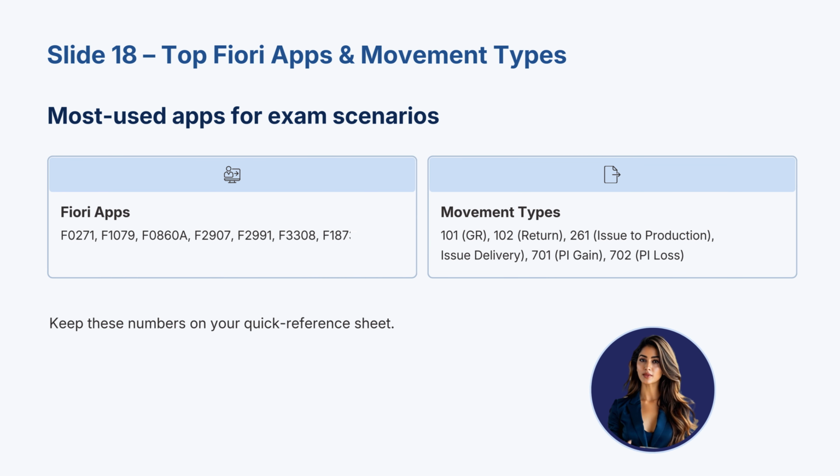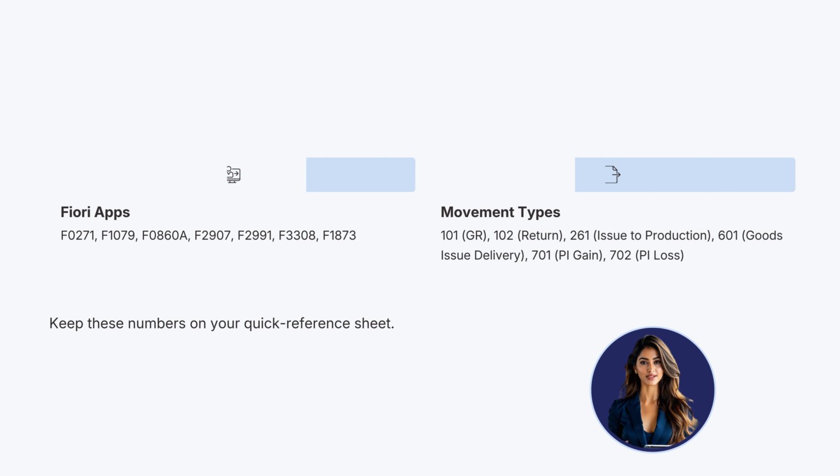Top Fiori apps and movement types. Core Fiori apps for supply chain include F0271, F179, F0860A, F2091, F2907, and F3308. Know their navigation and use cases. Memorize movement types 101, 102, 261, 601, 701, and 702. These appear repeatedly in certification and interviews. These are your operational foundation codes.